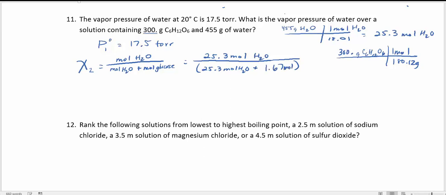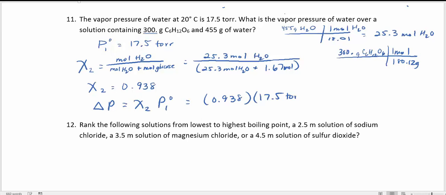So finding the mole fraction, I get a mole fraction of 0.938. So now I need to use my change in pressure is equal to my mole fraction times my initial. So now I have the pieces, 0.938 times 17.5 torr, and I get 16.4 torr.